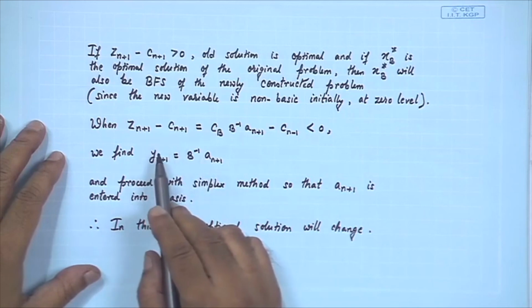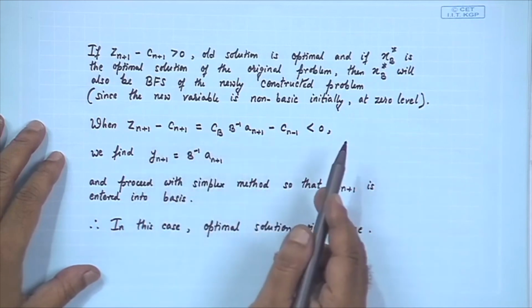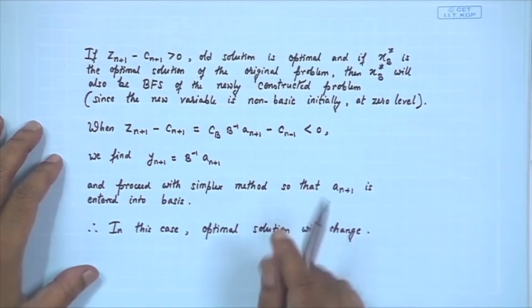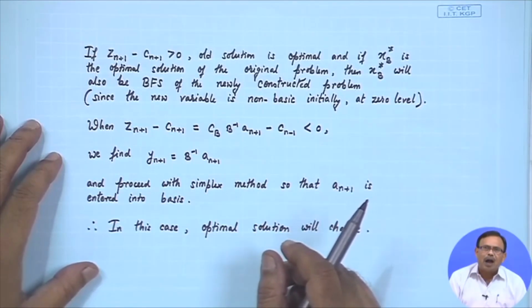Or in other sense, if Zn plus 1 minus Cn plus 1 is less than or equal to 0, then I have to reformulate the problem. Please note this one. We have to reformulate the problem and we have to use the simplex algorithm to obtain the solution.